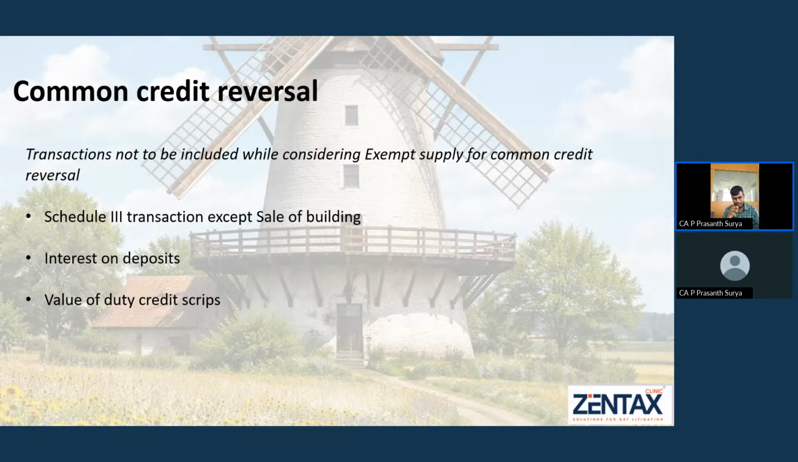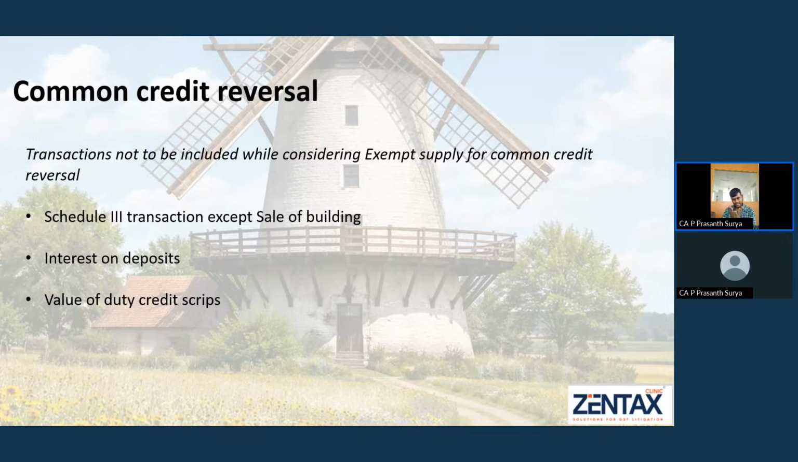Mostly employee-employer relationship. If a salary is given, it is not a supply. If bonded warehouse sales is done, that is not a supply. If high sea sales is done, that is not a supply. So these are the transactions which should not be included in exempt supply too. Except sale of land and building. Sale of land and building alone, in specific circumstances, we are obligated to include in the exempt supply. Other than that, the Schedule 3 transactions will never come in the purview of exempt supply because it is not at all a supply itself in the first place.